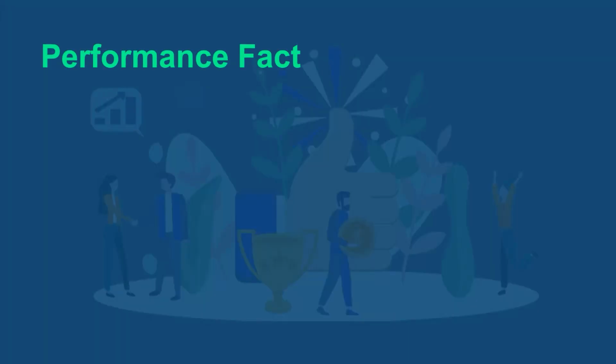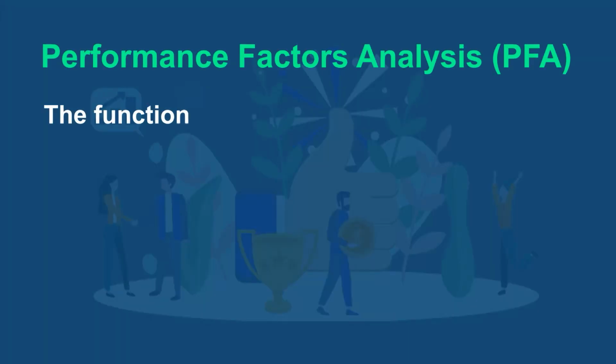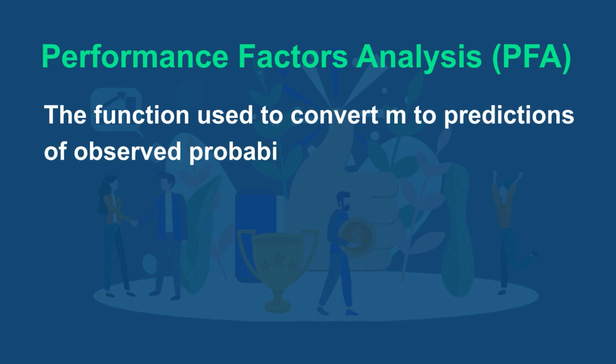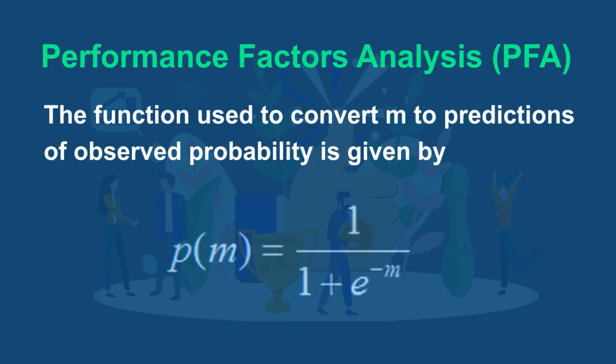The function used to convert m to predictions of observed probability is given by P(m) is equal to 1 by 1 plus e to the power minus m.